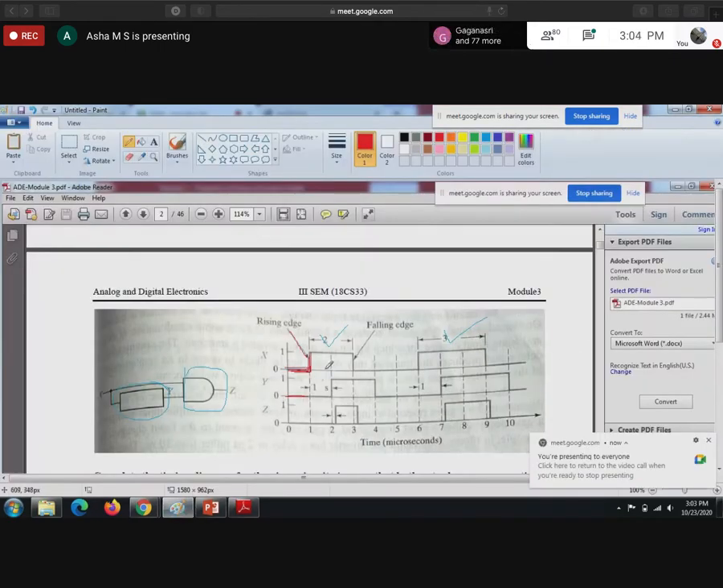Are you observing? See, both X as well as Y are the same. The only difference here is that I have an added delay. Because of this delay, Y is going to change after 1 nanosecond of the rising edge and falling edge. That's it.